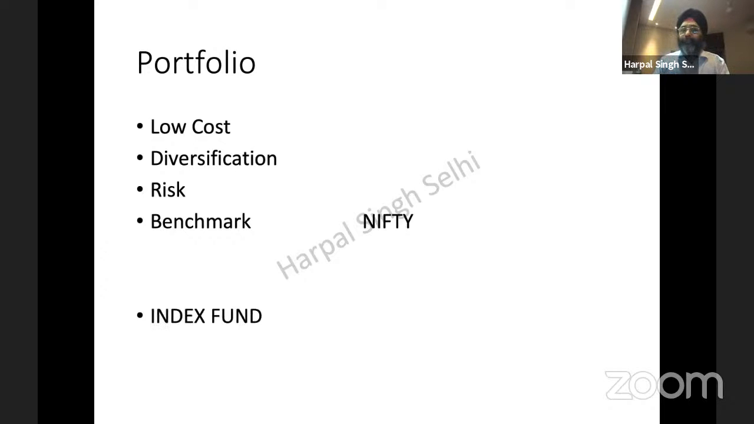So we should look for a Nifty index fund. Index means those that invest in Nifty. If we are buying Nifty, it can never go to zero. We are clear on that. And once it cannot go to zero, it is the safest option to invest in.